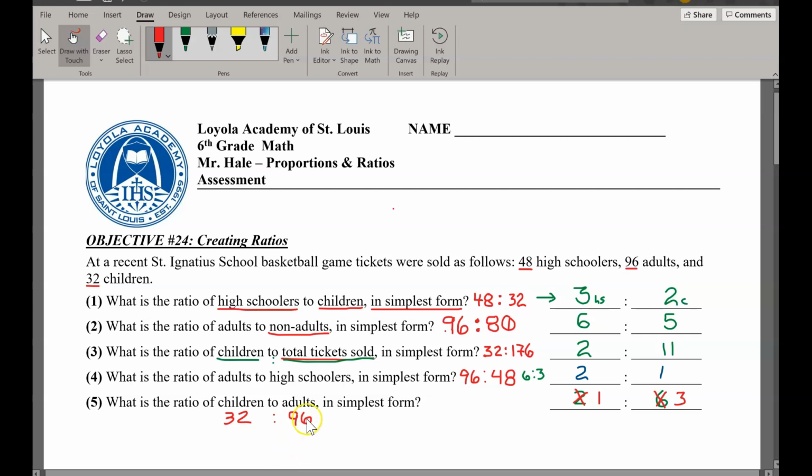The problems you will see in your homework as soon as I can get it uploaded, because I'm having some technical difficulties, as I emailed about earlier. The problems you see in your homework are going to look a lot like this. In fact, they're going to be the same questions. I've just changed the numbers of high schoolers, adults, and children. So they won't be these exact answers, but they will be the same concepts in the questions.